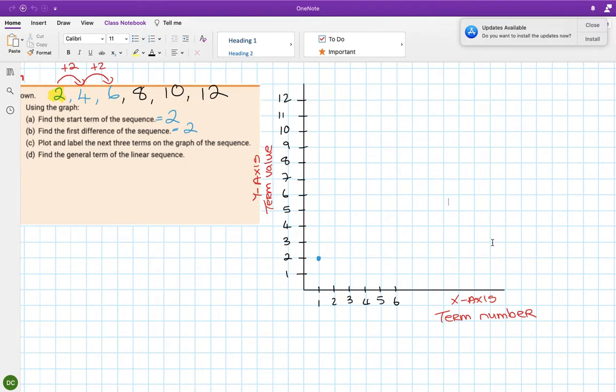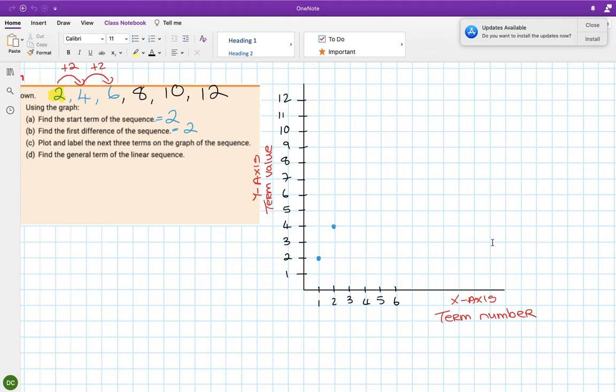Okay, term number 2 has a value of 4. So again, I'm on this line here, and I'm going to keep going till I hit 4. So now I have term number 2, so I'm in line with number 2, and term value 4, I'm in line with the 4.